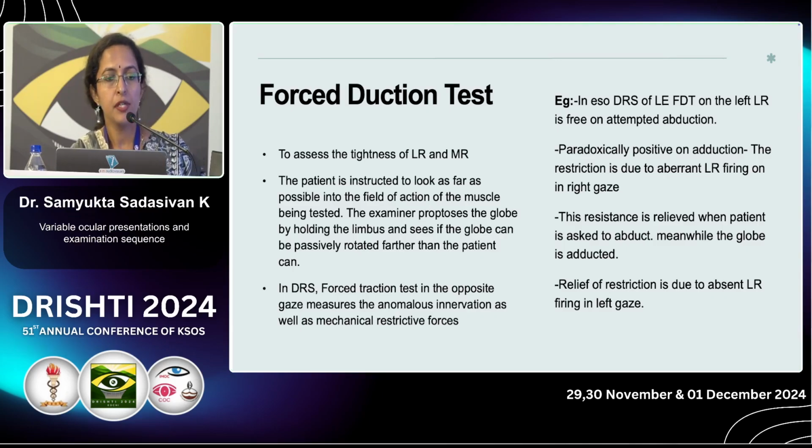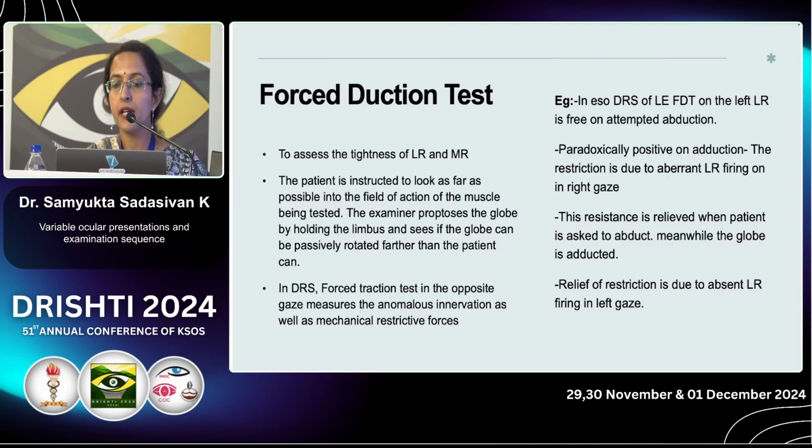Here in DRS, we use FDT to assess the tightness of lateral rectus as well as medial rectus. In DRS, this force duction test in the opposite gaze helps to give an idea about the anomalous innervation as well as mechanical restriction forces. So I'll state an example.